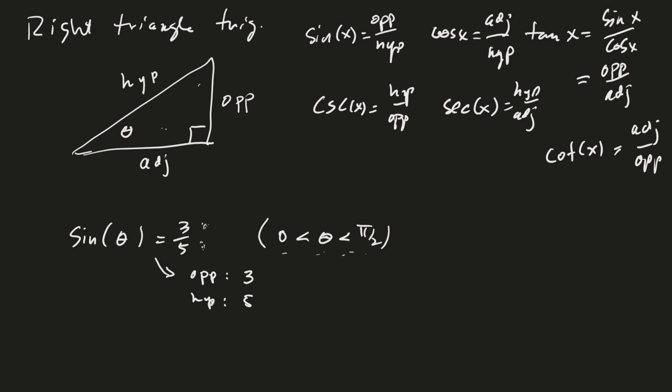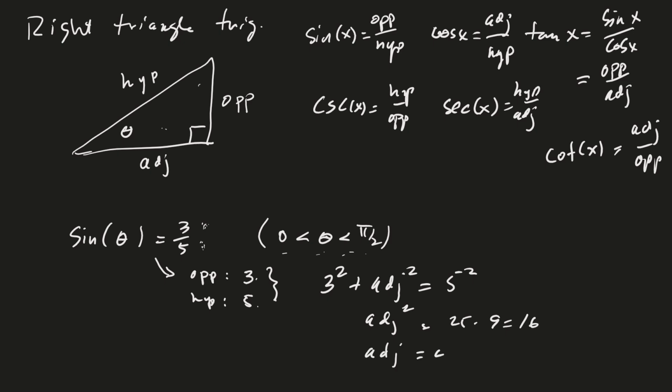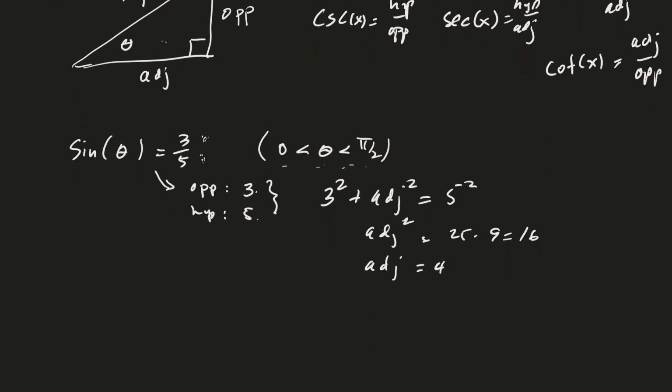This 3 to 5. Okay, and so if opposite is 3, hypotenuse is 5, then we can find the length of the third side using the Pythagorean Theorem. So therefore 3 squared plus adjacent squared, that's the one we're looking for, is equal to 5 squared. So adjacent squared is going to be 25 minus 9, which is 16. So the side adjacent has length 4. And so this is the infamous 3, 4, 5 triangle.